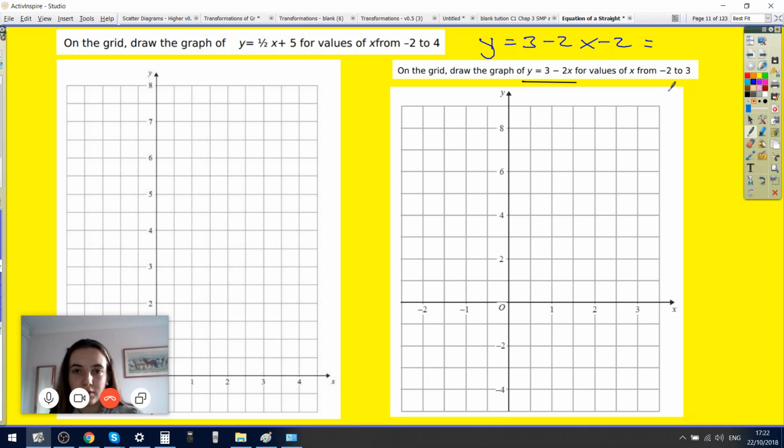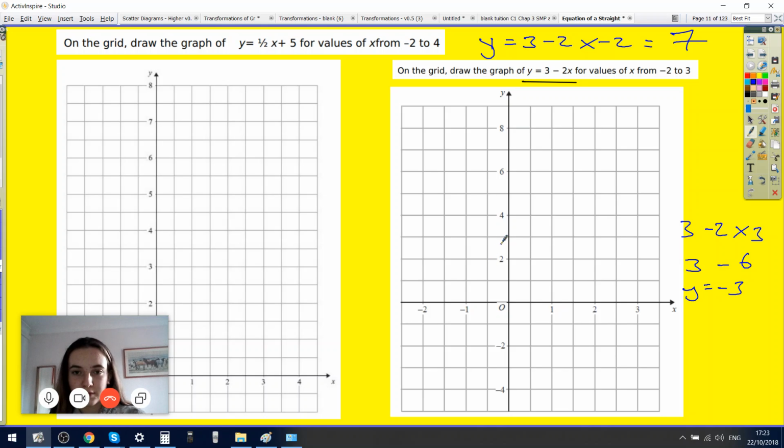Or another way to think of it would be y equals 3 minus minus 4. So it's just 3 plus 4. Yeah? So 7. And then 3, minus 2 times 3 is minus 6. Then 3 minus 6 is minus 3.